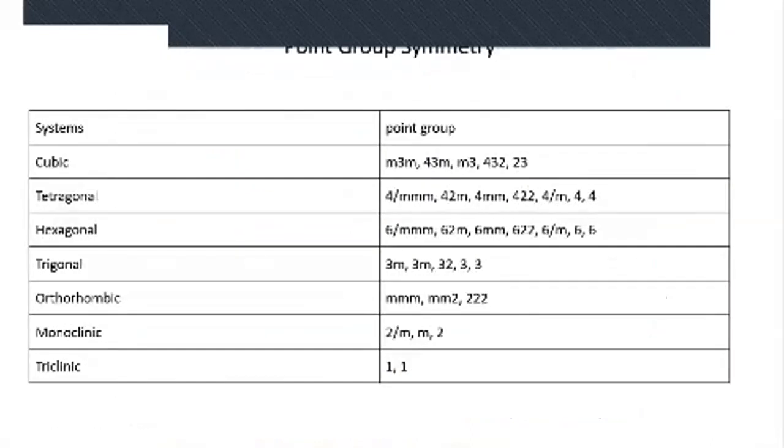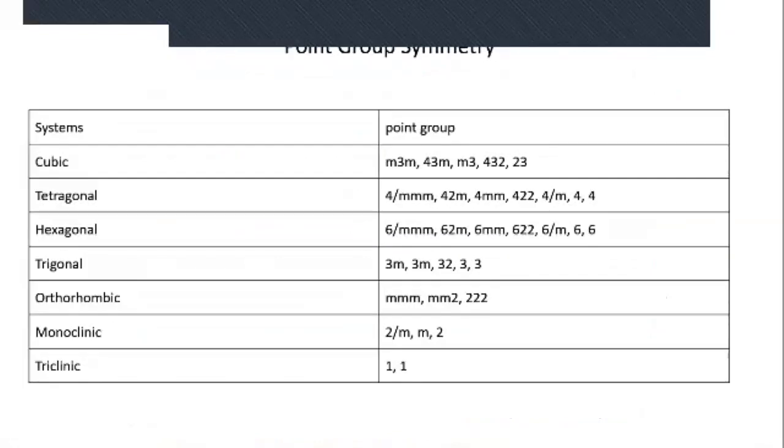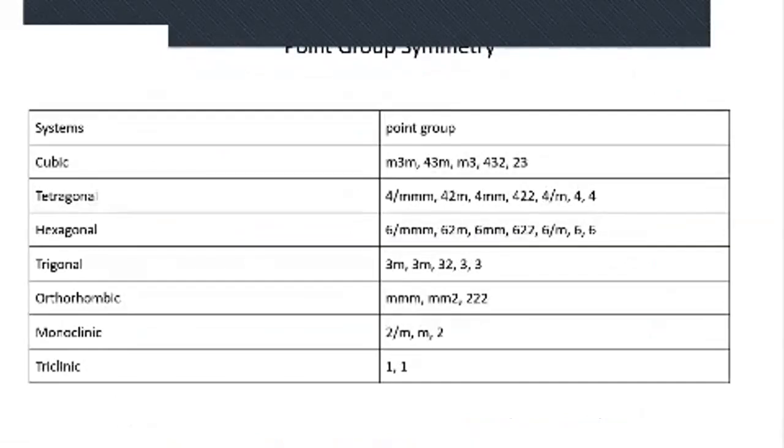So we talked about the rotational symmetry. In crystallography, we also have what are called point group symmetry groups. Point group symmetry removes all the translational symmetry and just looks at the point group symmetries for different crystal systems. So again, point group symmetry removes the translational symmetry and just tells you what point groups can be present in these crystal systems.